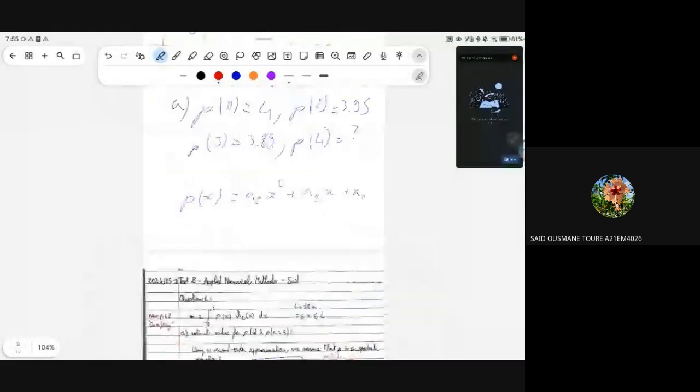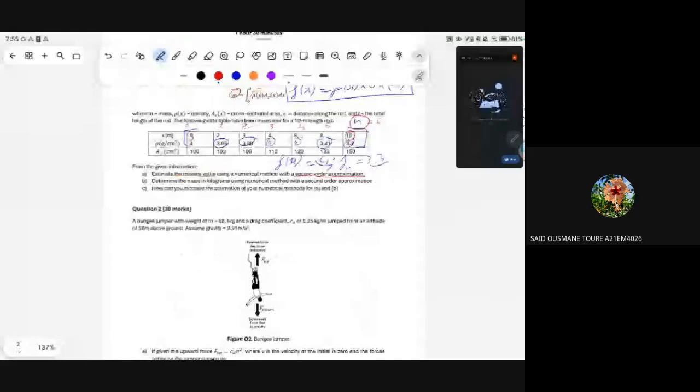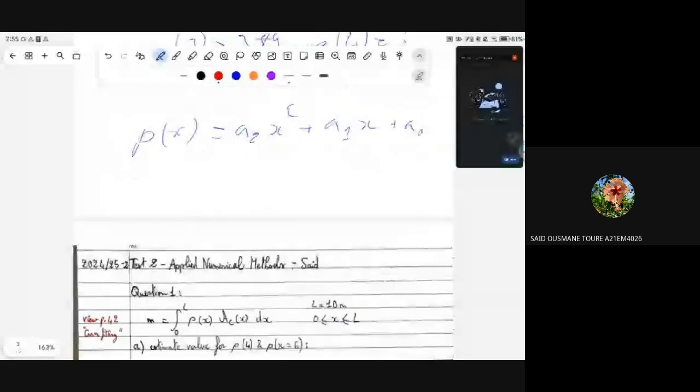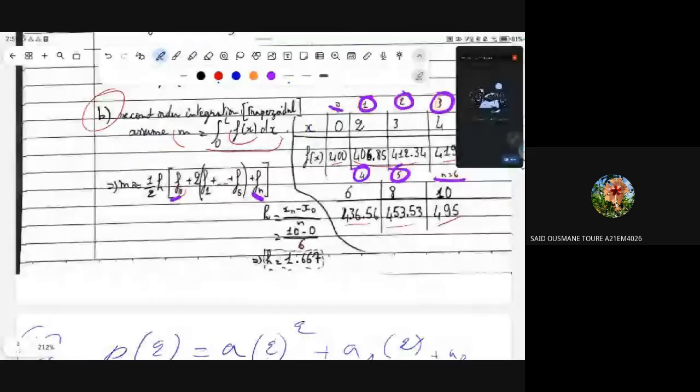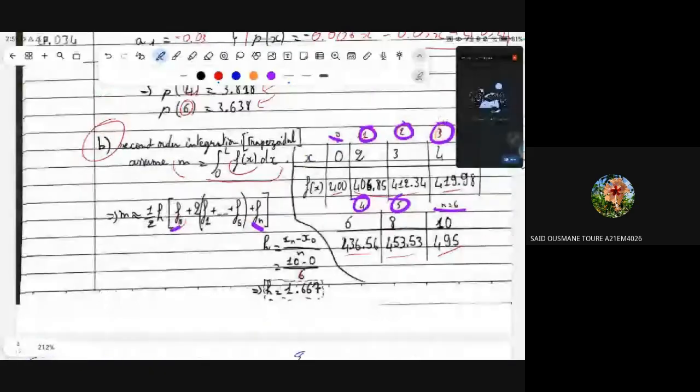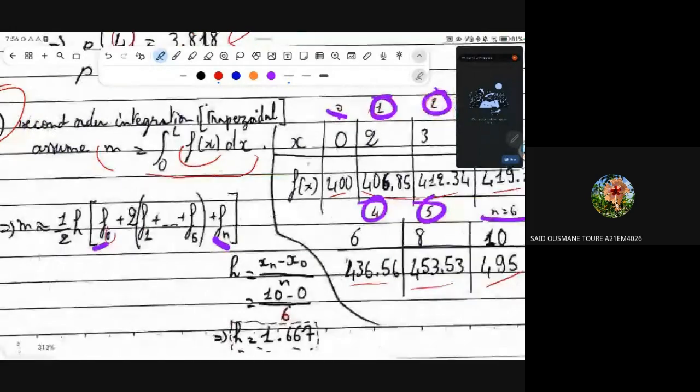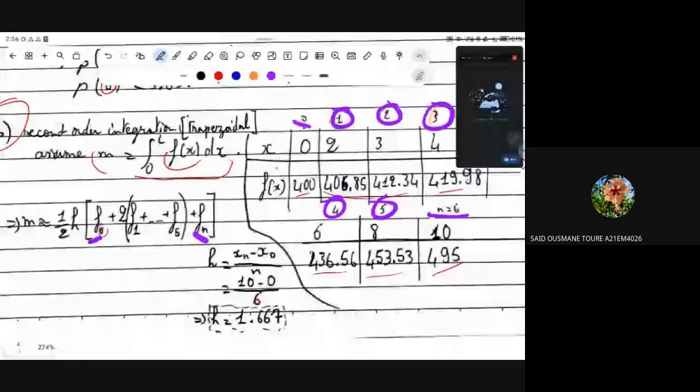Back to the trapezoidal. In question B, they ask to determine the mass m in kilograms using a numerical method with second order approximation. For the trapezoid rule, we put this integral in the form of 1/2 h times f0 plus 2 times all the f in between, added up, plus fn. You have already determined that. We know f0, f1, f2, f3, all of them. However, h we don't know yet.